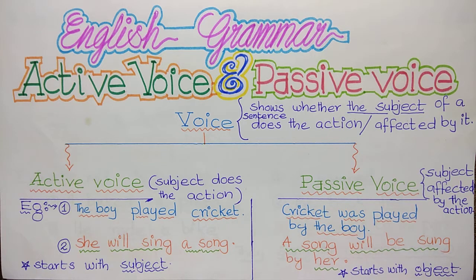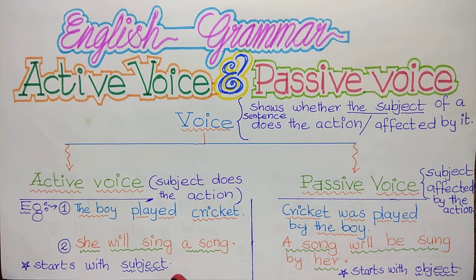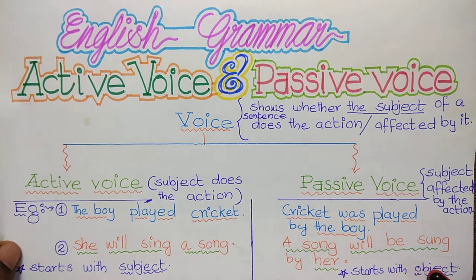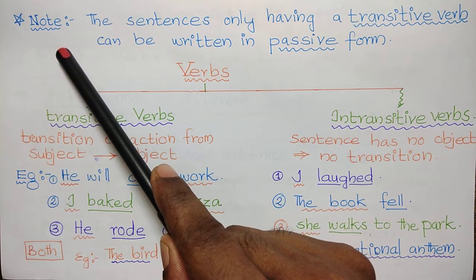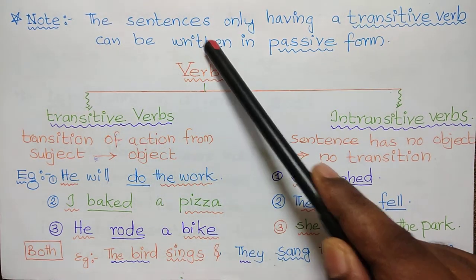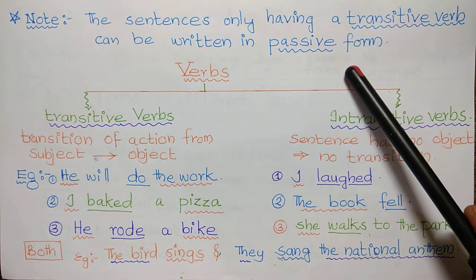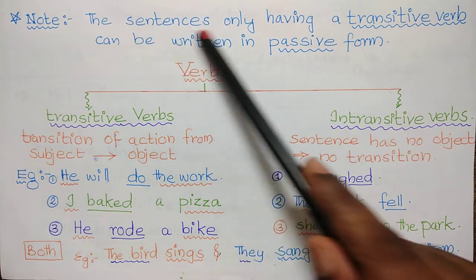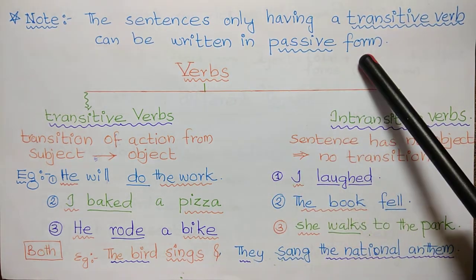The main difference between the active voice and passive voice is that the active voice starts with the subject and passive voice starts with the object. That is the main difference. Now, here is a note. The sentences only having a transitive verb can be written in passive voice.